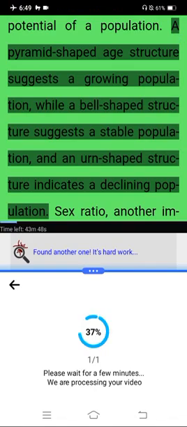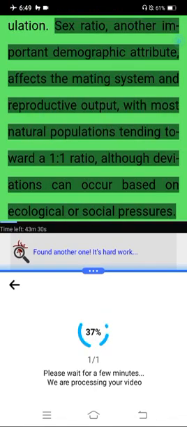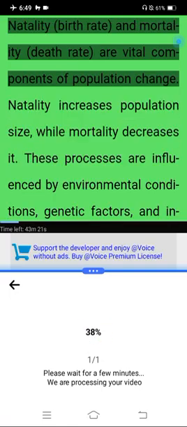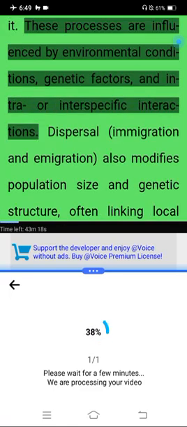Sex ratio affects the mating system and reproductive output, with most natural populations tending toward a 1:1 ratio, although deviations can occur based on ecological or social pressures. Natality, birth rate, and mortality, death rate, are vital components of population change. Natality increases population size, while mortality decreases it. These processes are influenced by environmental conditions, genetic factors, and interspecific interactions.